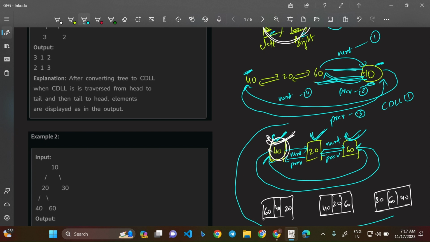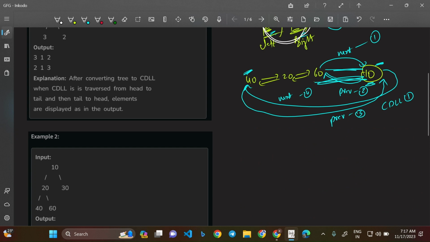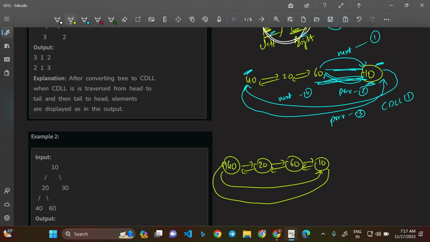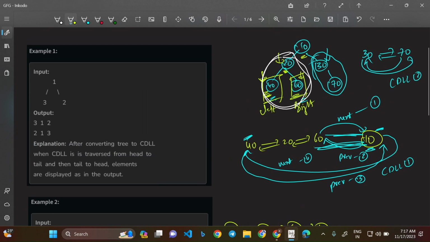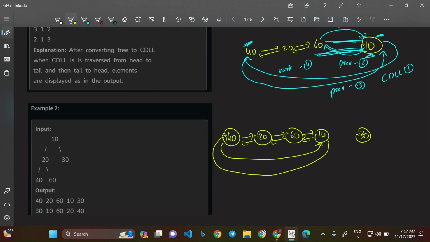So I'll just erase this particular thing. What are the 2 CDLLs that we have now? We have 40, 20, 60, 10, and this is connected in this fashion. And what's the other CDLL that we have? 30 and 70. All right, now we need to connect these two.